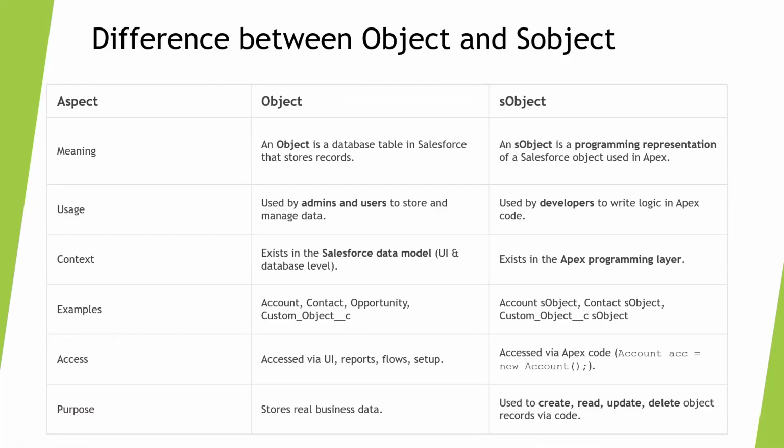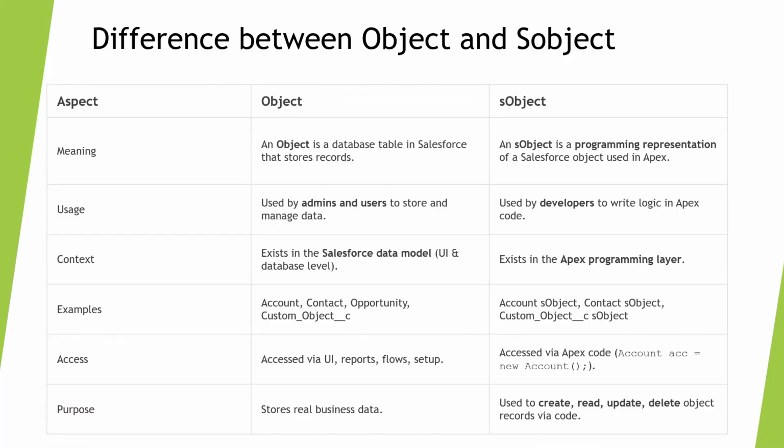In terms of access, an object is accessed via the UI, reports, flow, setup, right? Or it can be called on a button click, right? An S-object is accessed via Apex code by writing a line like Account acc, or by creating an instance of that object, right? As in the example we have seen here, Account acc = new Account, right?